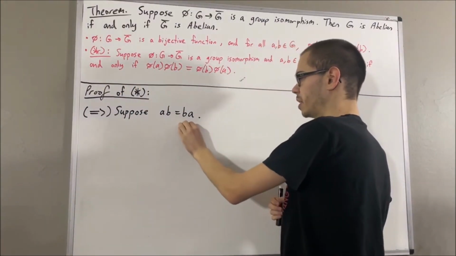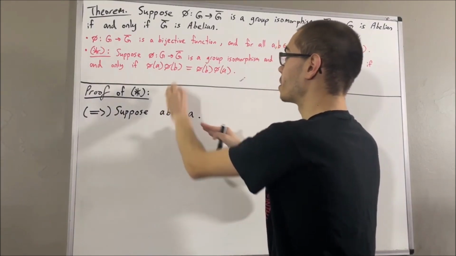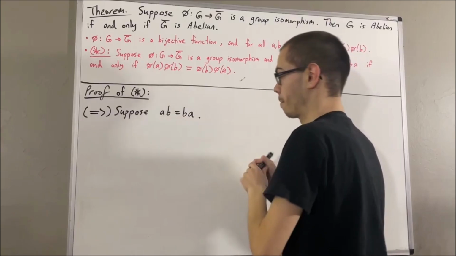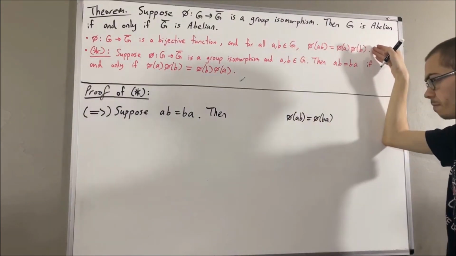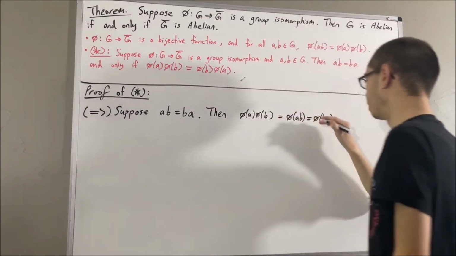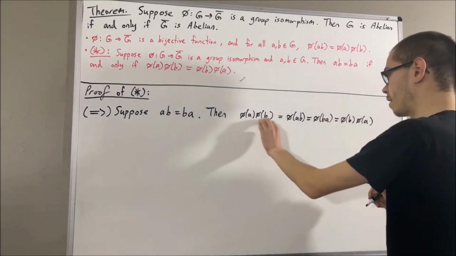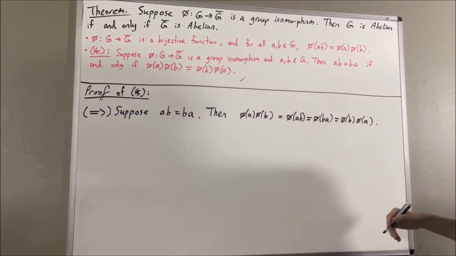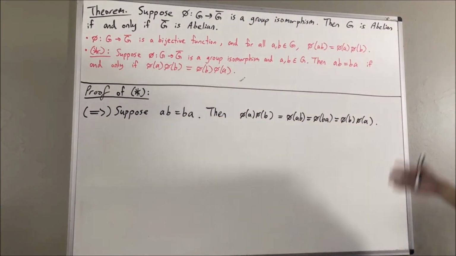Now, since A and B commute, this means AB is equal to BA. So when we send these guys into the function phi, their output values should be equal. So phi of AB is equal to phi of BA. But since phi preserves the group operation, phi of AB is equal to phi of A times phi of B, and phi of BA is equal to phi of B times phi of A. So this shows phi of A times phi of B is equal to phi of B times phi of A, so phi of A and phi of B commute. So this shows if A and B commute, then phi of A and phi of B commute. So this proves the forward direction.